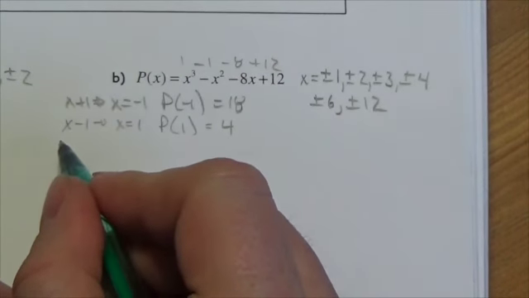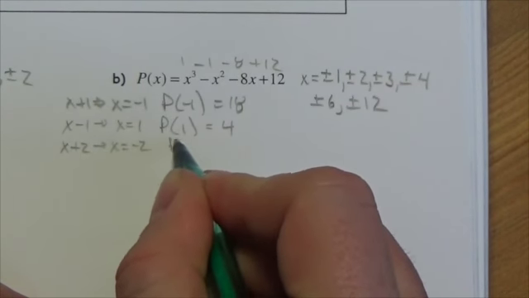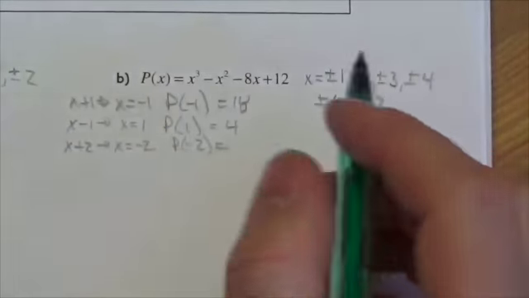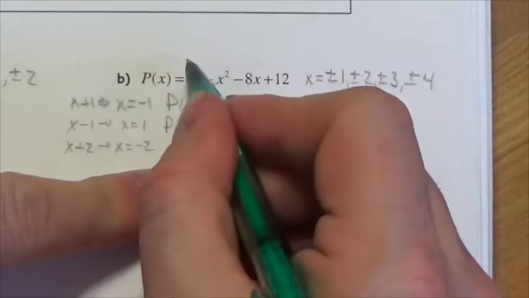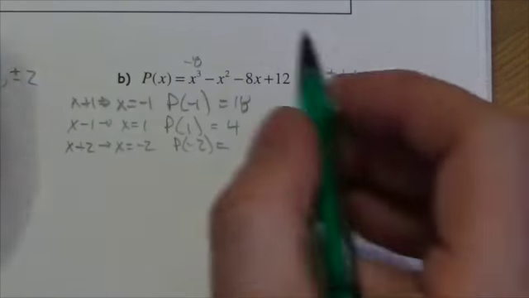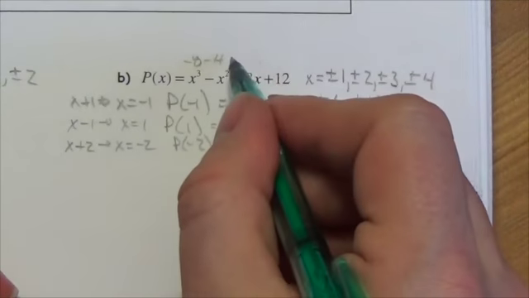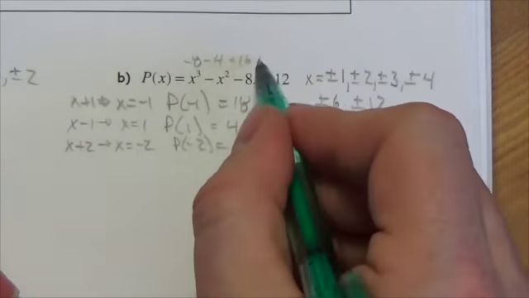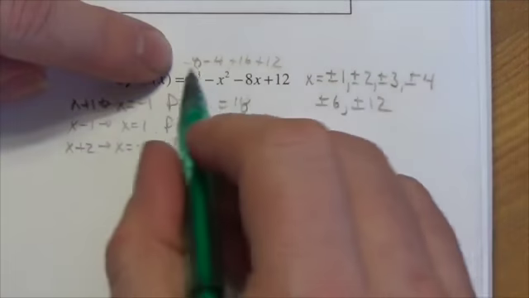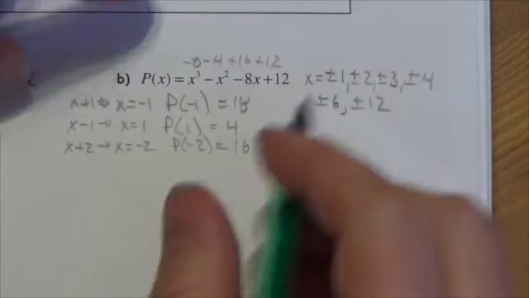I keep looking. So I'm going to test x plus 2, which means I'm going to let x equal negative 2. So p at negative 2. We'll check this out. Okay. Negative 2 cubed is going to be negative 8. Negative 2 squared is going to be positive 4, but there's negative out front there, so negative 4. Negative 8 times negative 2 is going to be positive 16 plus 12. Okay, well, negative 8, negative 4 will be negative 12, and the 12, those will cancel, so I'm left with 16, so that's not it.